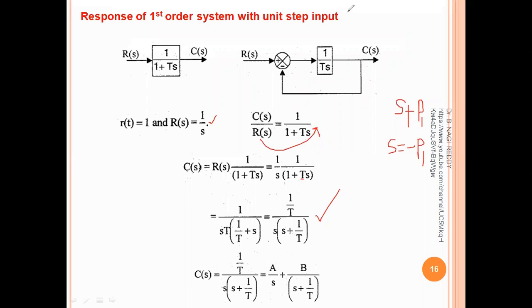Okay, now we have to determine this a and b. So how can we determine them? Simply, we multiply this s with the transfer function, and then substitute the pole in the place of s, so that you'll get a. Similarly for b also. In the same way, we have to calculate a and b.